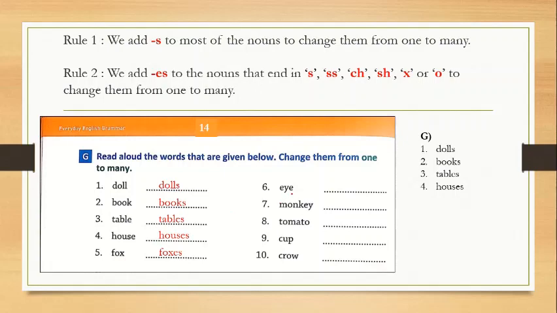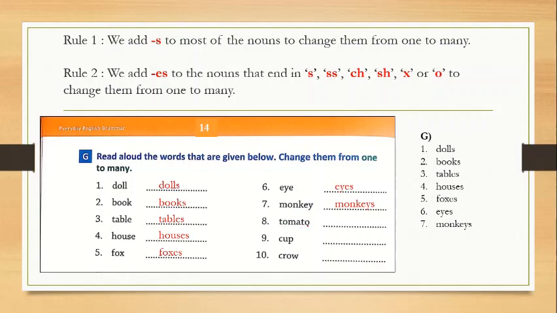Next is eye. For the word eye, we will add just the letter S to get eyes. Eye is singular, eyes is plural. Next word is monkey. To change the word monkey from singular to plural, we will add the letter S. So we get monkeys.